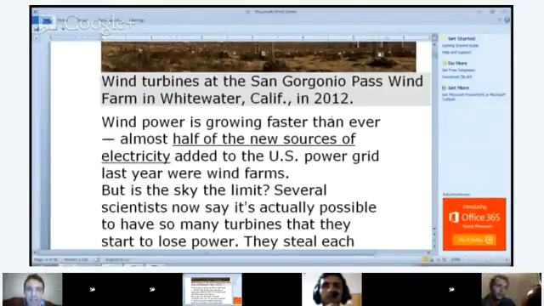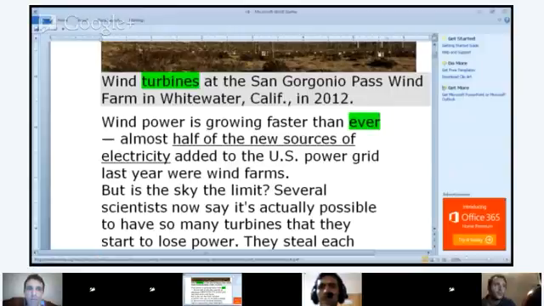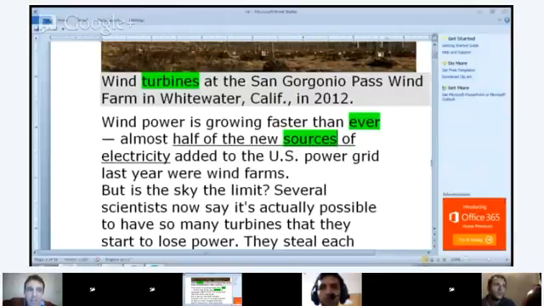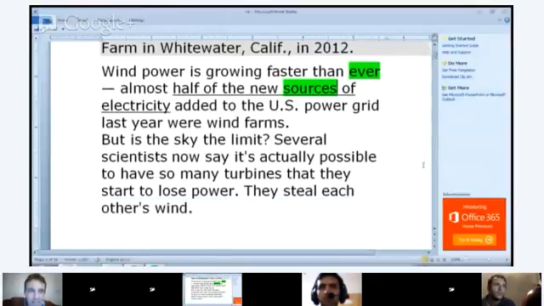Whitewater, California. In 2012, wind power is growing faster than ever. Almost half of the new sources of electricity added off the U.S. power grid last year were wind farms. But is the sky the limit? Several scientists now say it's actually possible to have so many turbines that they start to lose power. They steal each other's wind.